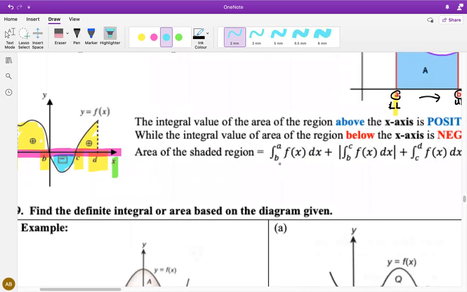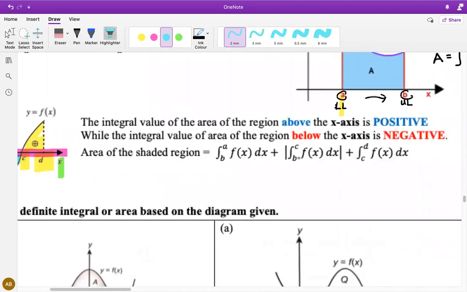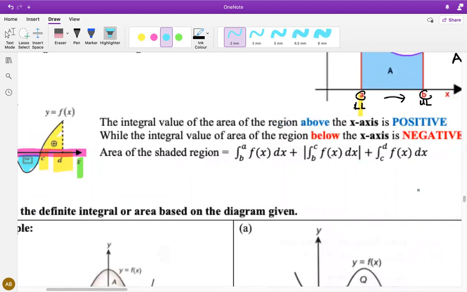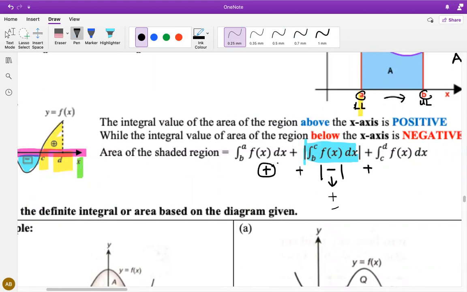That is the integral from a to b of f(x) dx, and then modulus of the integral from b to c of f(x) dx, plus the integral from c to d of f(x) dx. You must use modulus on this part because the value is negative here, right? So the positive plus modulus will become positive. Anything you modulus becomes positive. So if this is modulus, the value here is positive, then you add positive and positive, and you get your correct answer.